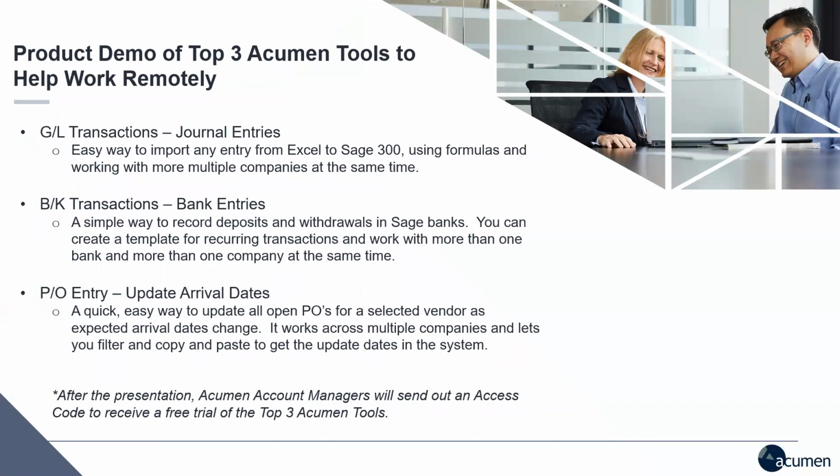As Stephen said, we're going to go through our 3 most popular Acumen tools that are intended for saving you time when you're doing your everyday tasks in Sage 300, and we're offering these for 3 months. So if you're interested in it, let us know or talk to your account managers. These tools that we built, I'm going to show you the journal entry tool, the bank entry tool, and this PO tool for updating arrivals today.